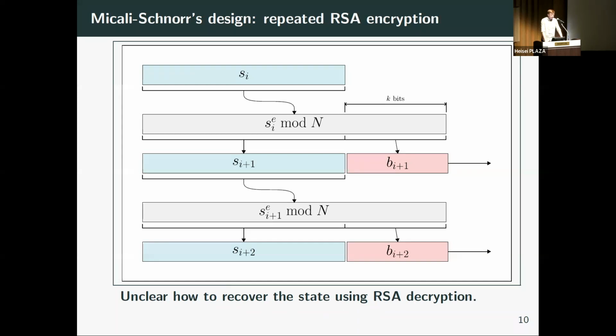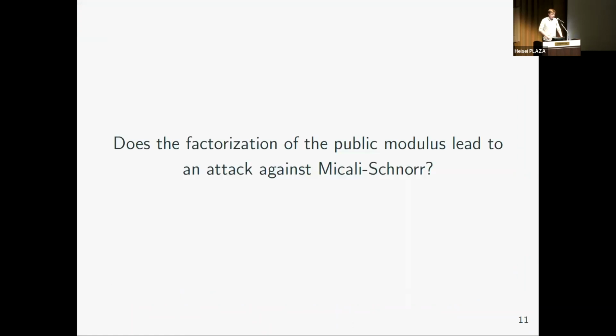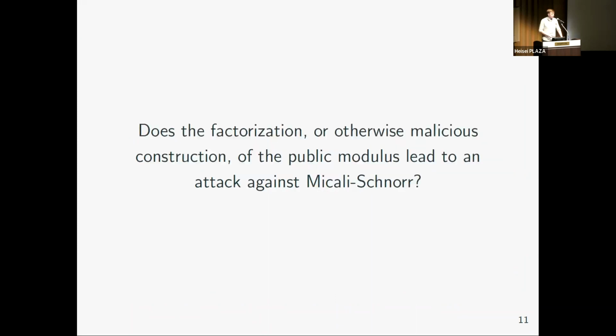So there's not really an obvious way to backdoor Micali-Schnorr, and even doing some small amount of brute force, like was done in the case of Dual-EC, doesn't seem to help here. And that leads us to the main question of this talk. Does knowledge of the factorization of these hard-coded public moduli lead to some sort of attack on Micali-Schnorr? We want to open this up to be even more general. You don't necessarily have to know the factorization, but any sort of malicious construction of these public moduli.